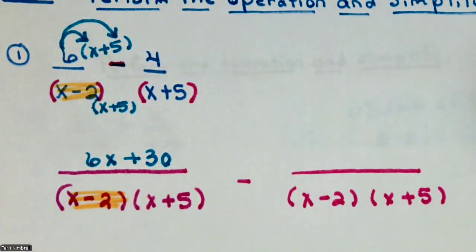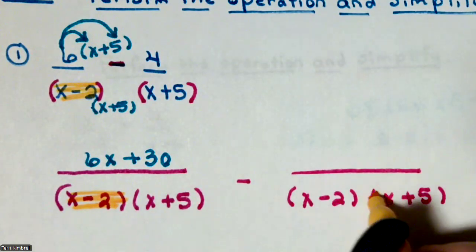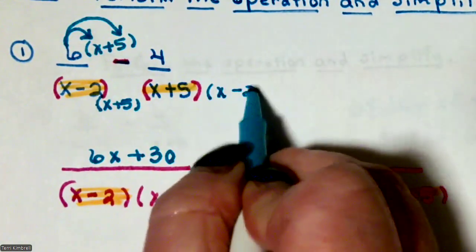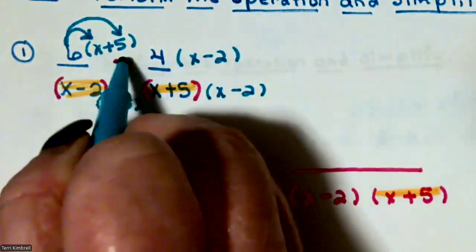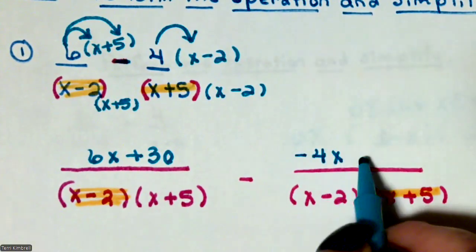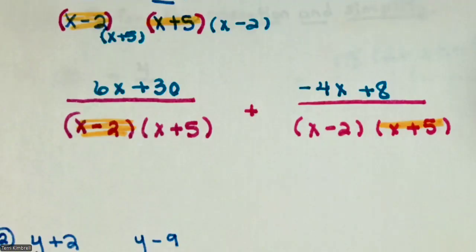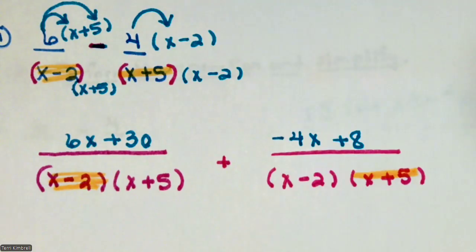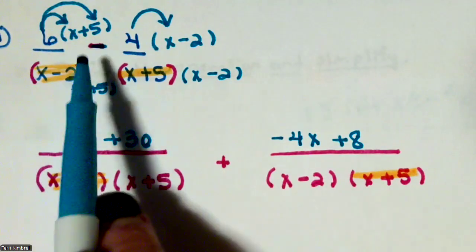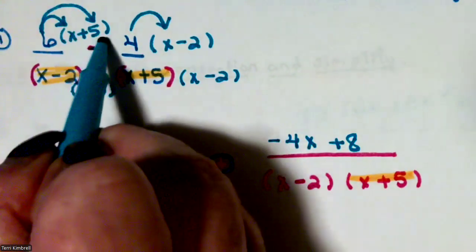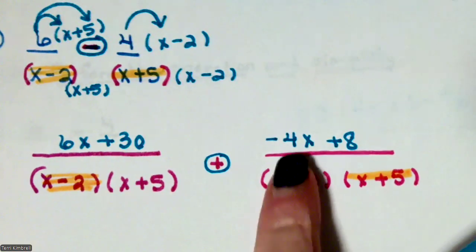On the other fraction, I'm missing the x minus 2. So I have the x plus 5. So I'm going to have to multiply that one by x minus 2. And you have to be careful with the minus because you're going to be distributing this negative 4. So that's going to give you a negative 4x plus 8. So when you distributed that negative right there, since I distributed that negative, then this is a plus now, because I distributed the negative 4. Okay, so it's up here at the top.